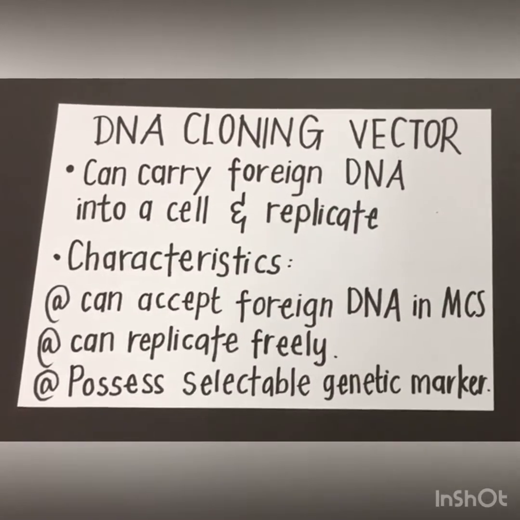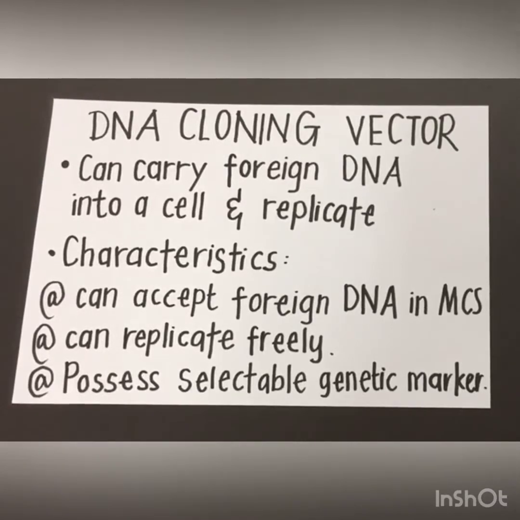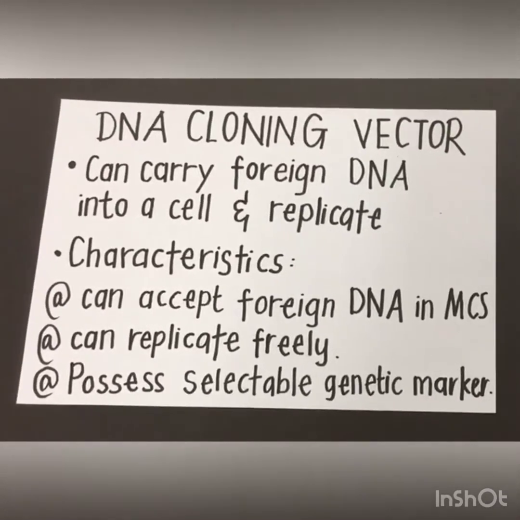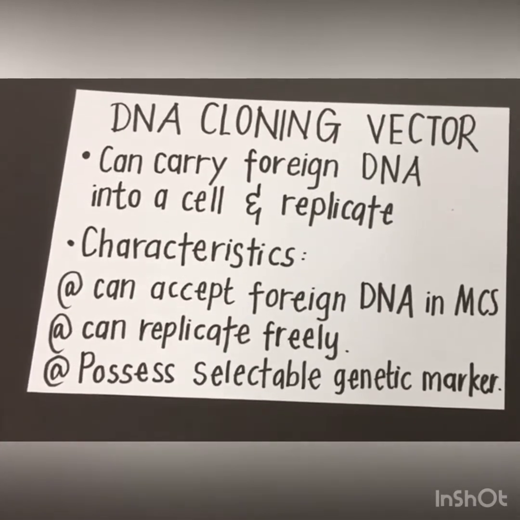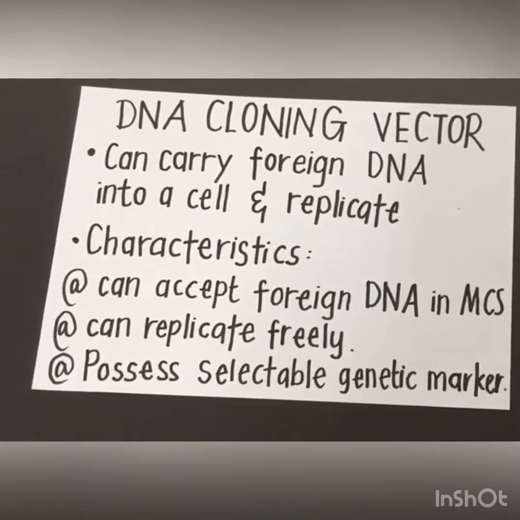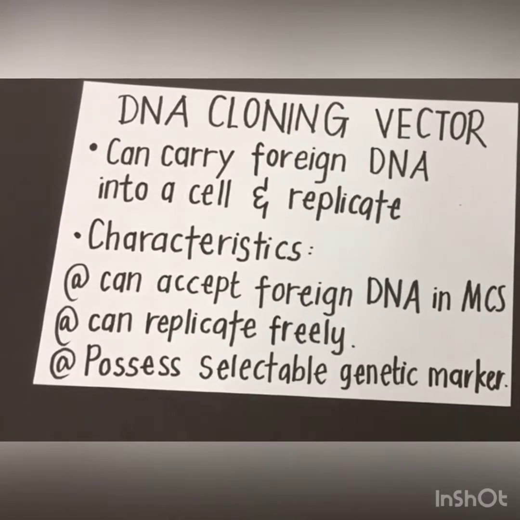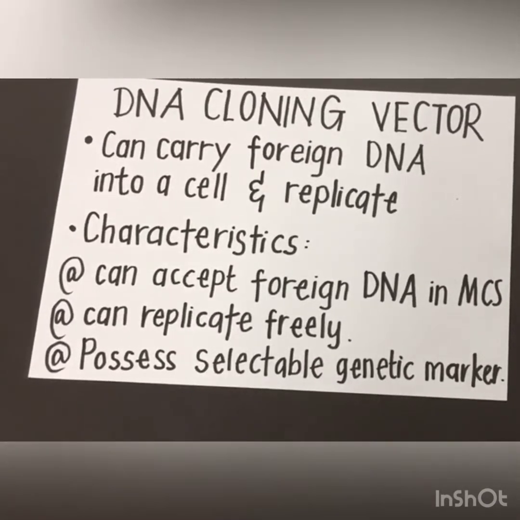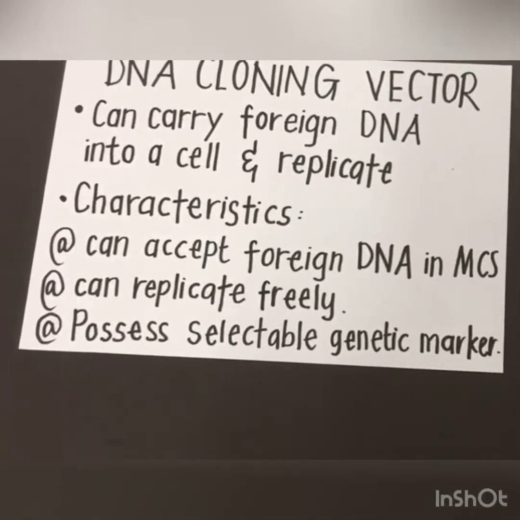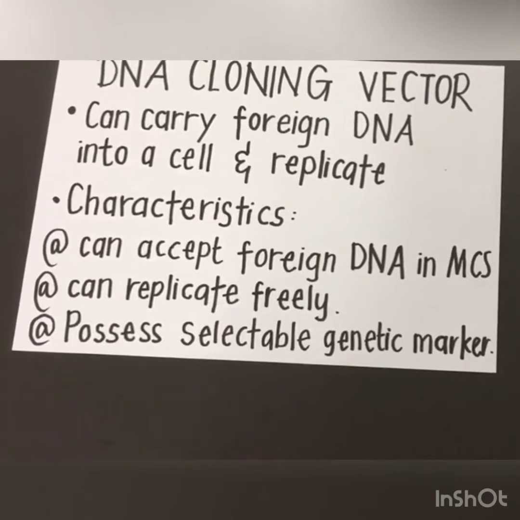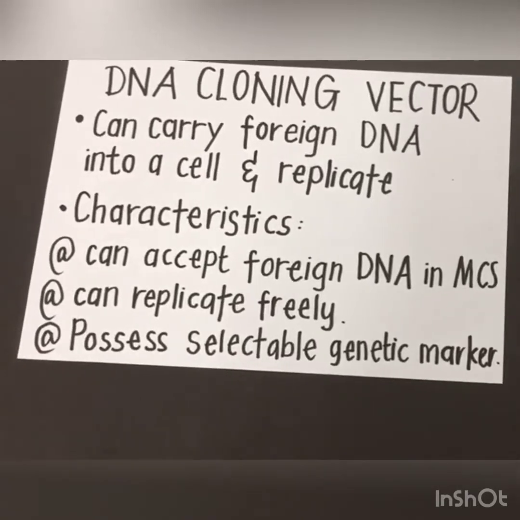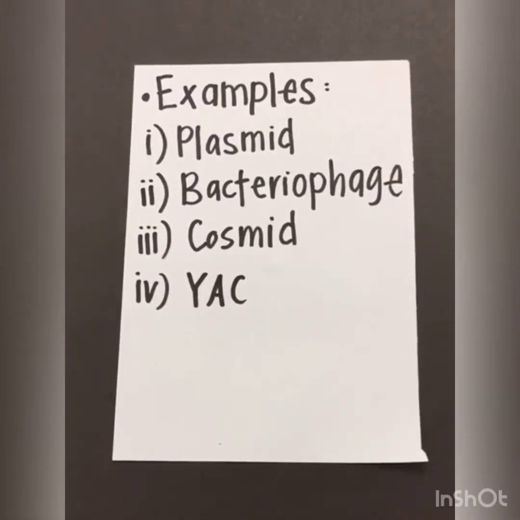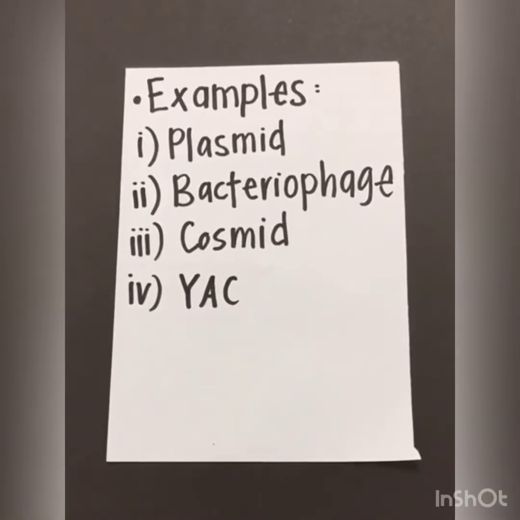The third tool used in recombinant DNA technology is DNA cloning vector. It can carry foreign DNA into a cell and replicate in that cell. Its characteristics: first, it is able to accept foreign DNA in the MCS, which is multiple cloning sites. Second, it can replicate freely in the host cell. And the third is it possesses a selectable genetic marker. Examples of DNA cloning vector are plasmid, bacteriophage, cosmid, and YAC.